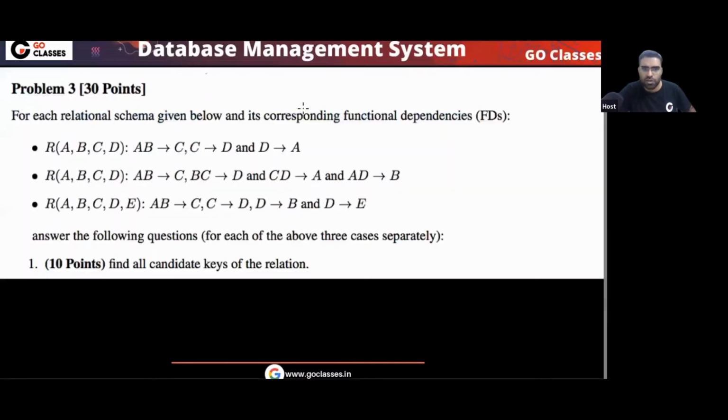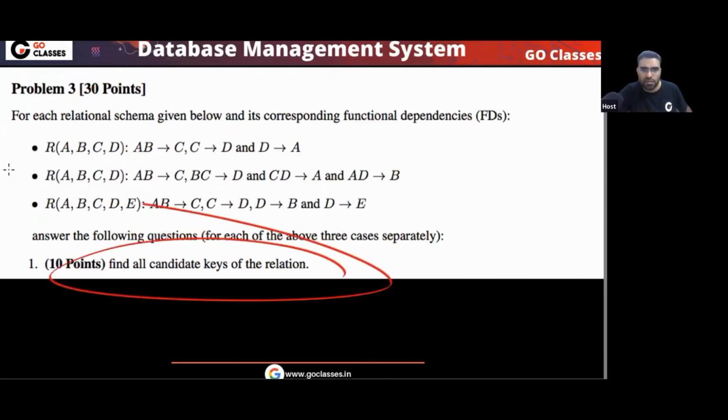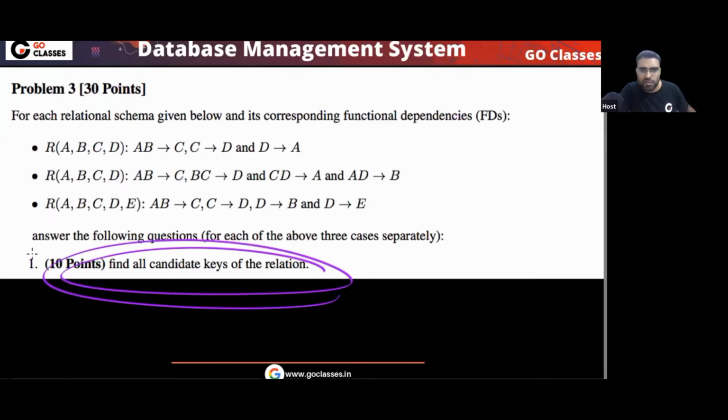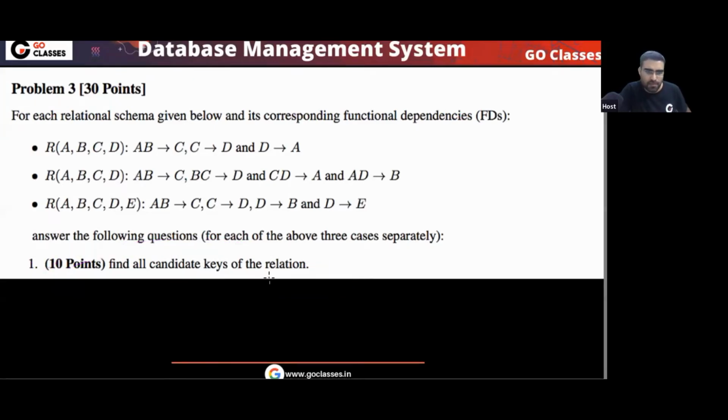So can I give you this question as homework? You have to find candidate keys for this, and for this. Three relations are given to you. For these relations, you have to find the candidate keys. So discuss these questions in the group. In the Go Classes private Telegram group, you can discuss all these questions. Make sure that you are comfortable with finding candidate keys, because this is important. In the GATE exam, many questions are there.